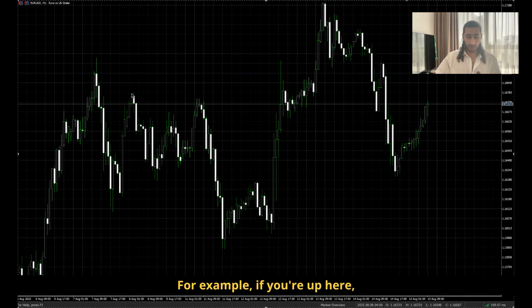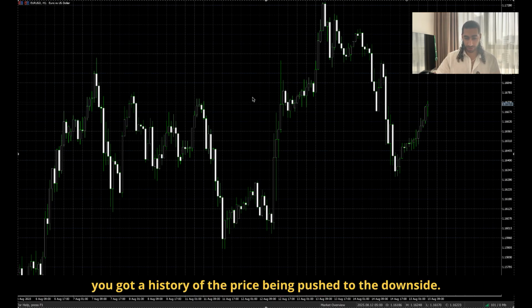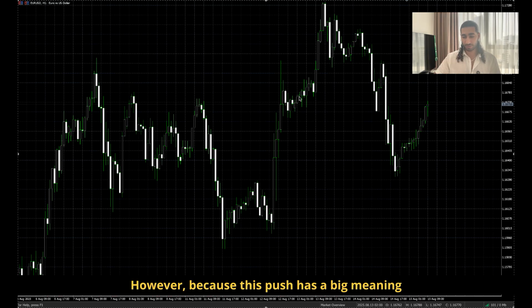For example, if you're up here, you got a history of the price being pushed to the downside. However, because this push has a big meaning and you saw that price not really reacting from these areas, you might be able to buy because there is a reason. If there is no reason and you're here and you don't see the price pushing up, you actually see the price getting a bit rejected in these areas. Well, guess what? This is a seller's area, so you might ride with the sellers. Okay, but anyways, the trend is your friend, and this is an uptrend, so you want to keep riding with the trend.